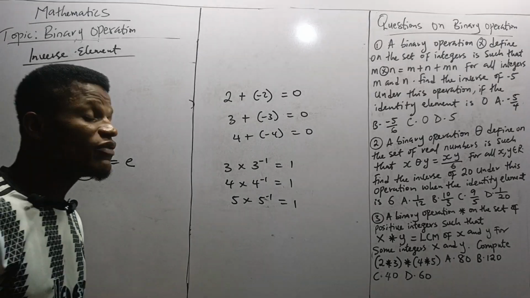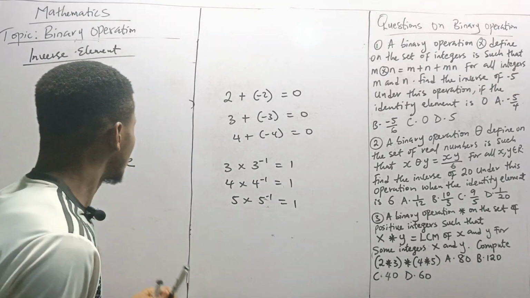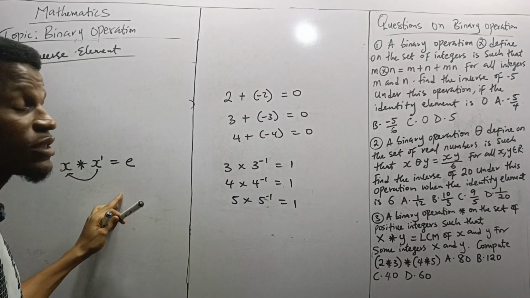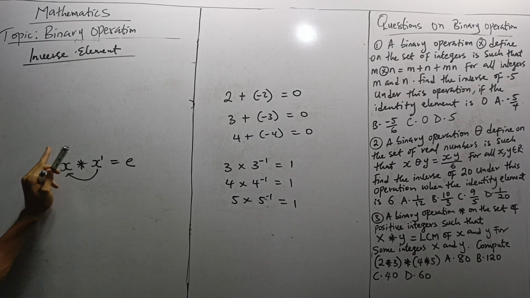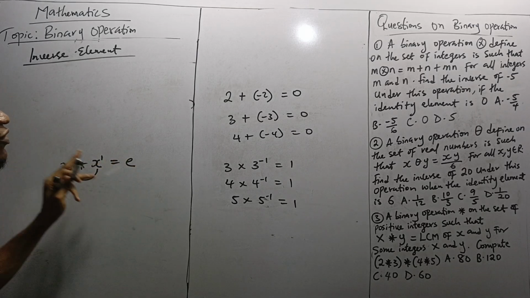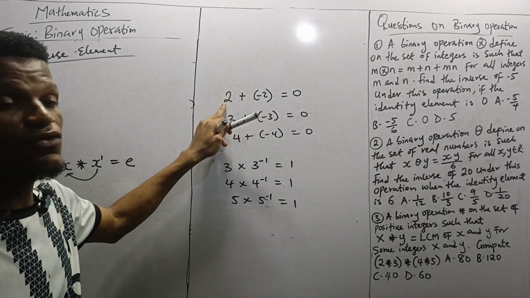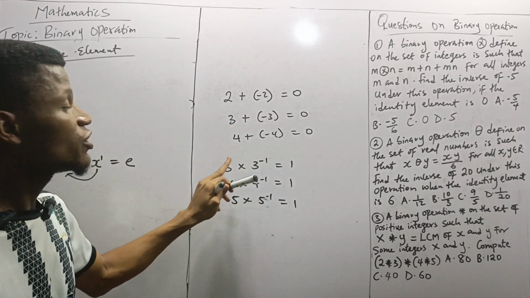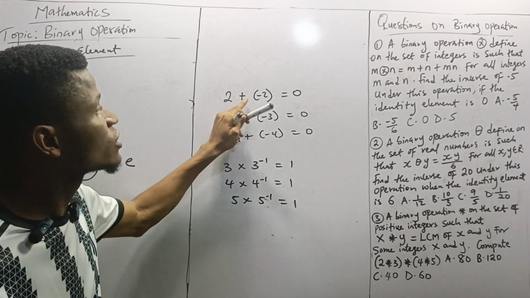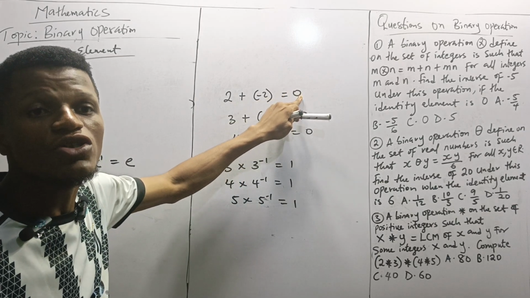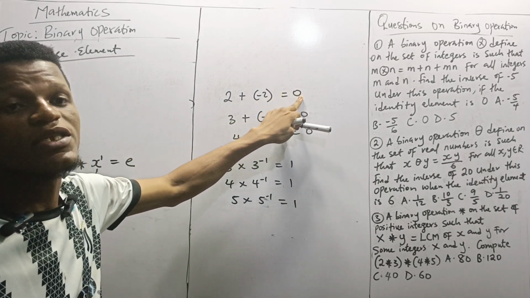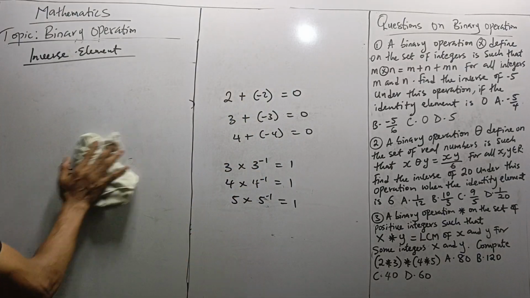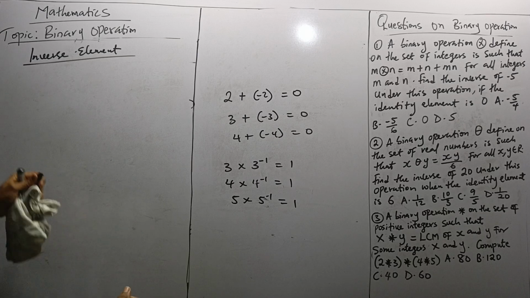So what I'm trying to say is that whenever two elements combine together under a certain operation and they give you e, which is an identity element or neutral element, then one is an inverse of the other. All right. So negative 2 is an inverse of 2 under addition operation. So 3 raised to the power minus 1 is an inverse of 3 under multiplication operation. Why? Because they give you the result of their neutral element or identity element under that operation.